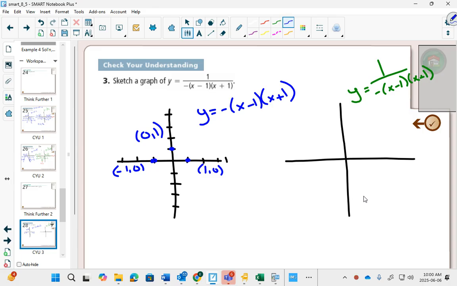Can you see also that if you multiply this out, this is actually easy to multiply out, because that's a difference of squares. And then if I distribute it, it's actually in vertex form. You could get (0, 1) from that. You can also see that your a value is -1.